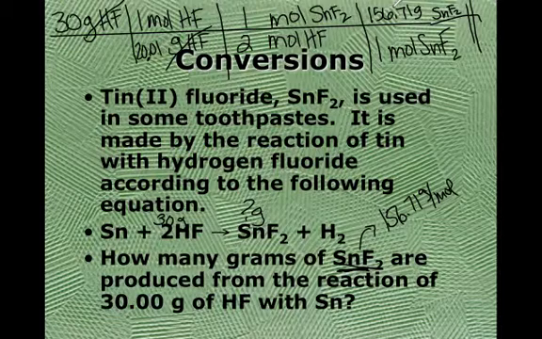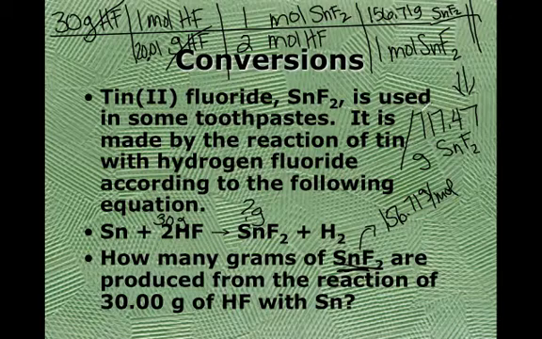So 30 times 156.71, then divide by 20 and divide by 2. And what did you get? 117 point what? 47. Okay, grams of SnF2. Okay, questions on that whole process?